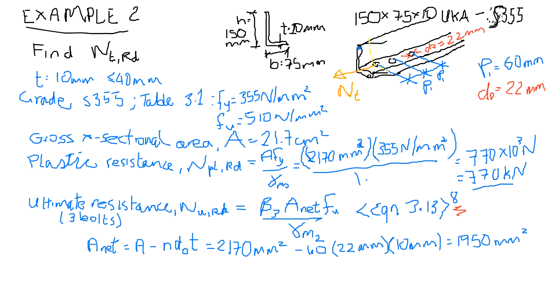So to get beta 3, we're going to have to look at what the pitch distance is. So we have to check to see what P1 is. P1 is equal to 60 millimeters. So that's the distance between them. And we want to know what d naught is, so d naught is equal to 22 millimeters.